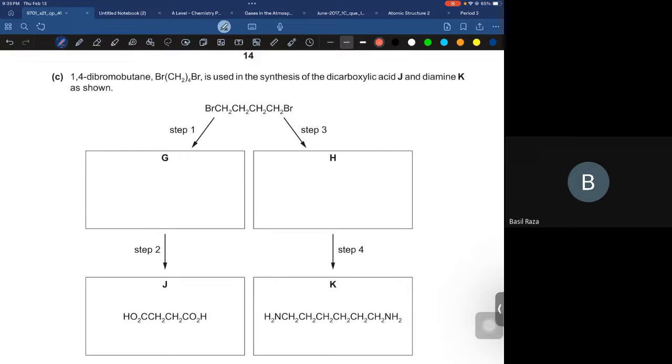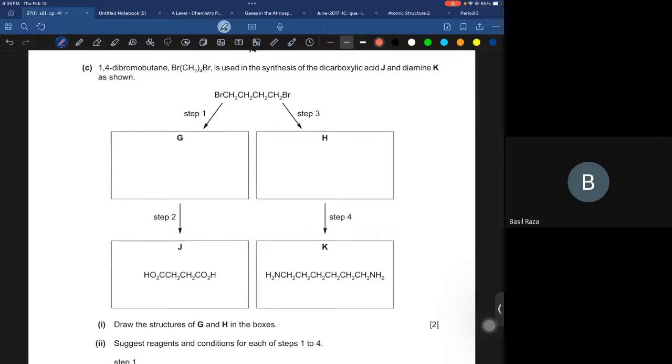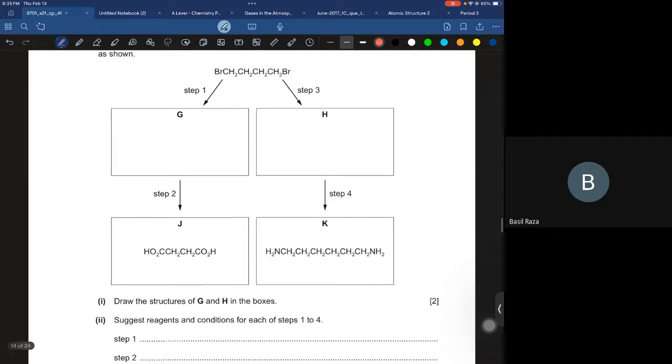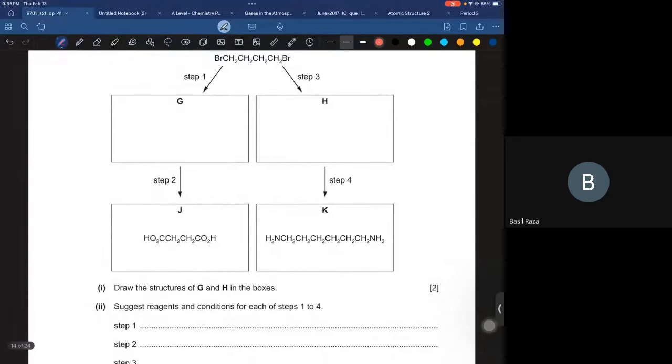This is the most difficult question in the whole of organic chemistry. Now, think about it, and then tell me what should be D, what should be H. Draw the structures of G and H. Suggest reagents and conditions for each of steps 1 and 4.